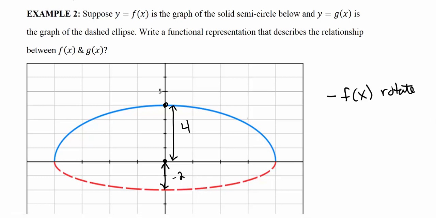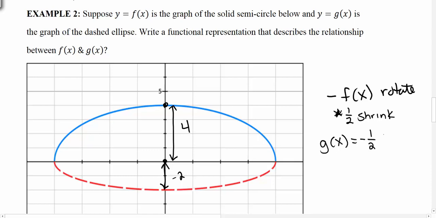So that means that the y values are being cut in half. Therefore, we need to make sure we're multiplying by a half to shrink this graph. So that means that g of x, or the red dotted function, is going to equal -1/2 f of x. So that's a way that we can represent these functions and the relationship between them.